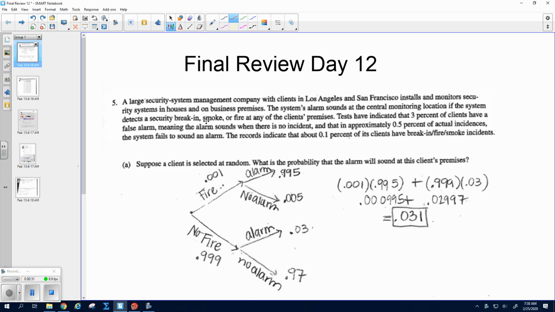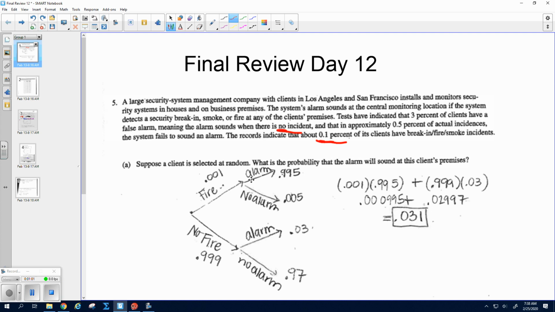security break-in. Tests have indicated that 3% of clients have a false alarm, meaning the alarm sounds when there's no fire. All right, so we got to start with fire and no fire. So it's kind of backwards and it doesn't go in order. So it says that at the end here, 0.1% have break-in, fire, or smoke incidents. That means that something actually happened. All right, so 0.1%, I did 0.001.